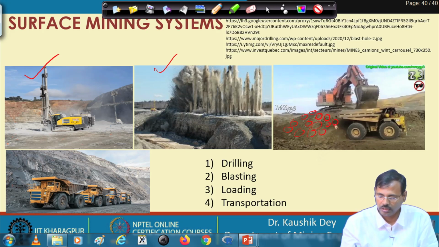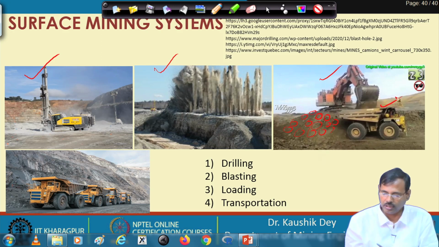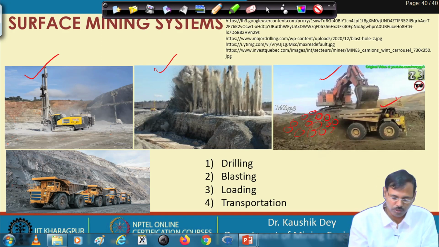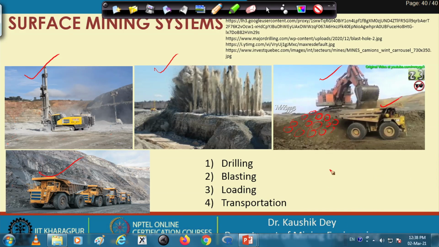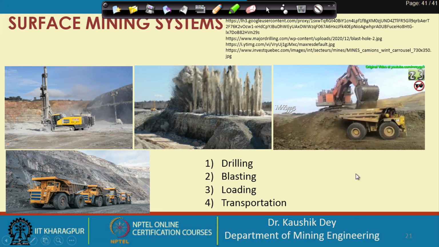Then we send our excavator, so that this fragmented rock can be taken into the bucket of the excavator, and that will dump it onto the dumper. And there will be a series of dumpers that will basically take this material to our destination, either a crusher plant or the railway siding. So, this is a common discrete mining system which is used.